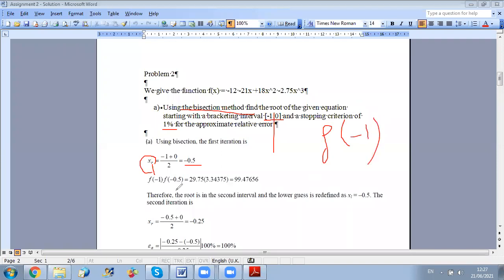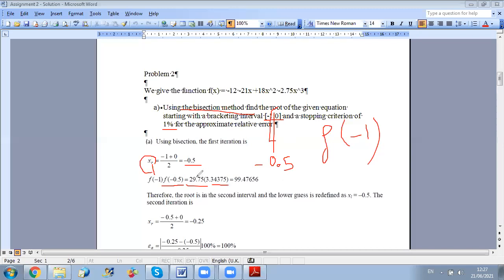f of minus 1 is positive, and f of minus 0.5 is also positive. So since they have the same sign, the root will be in the other half, between minus 0.5 and 0. While if f of minus 1 and f of minus 0.5 had opposite signs, then the root would be between minus 1 and minus 0.5.